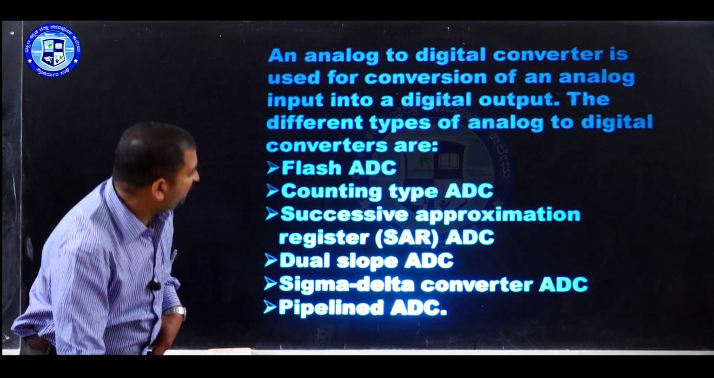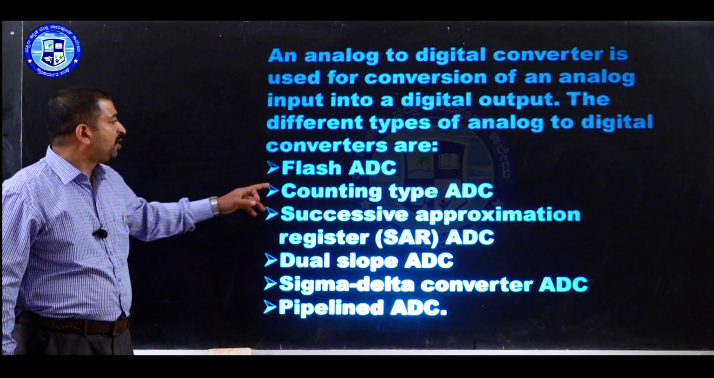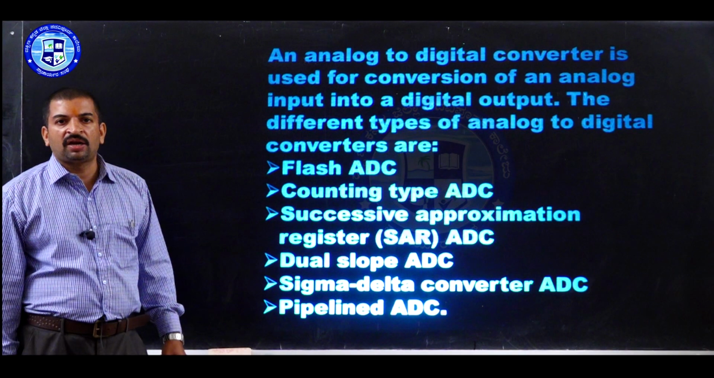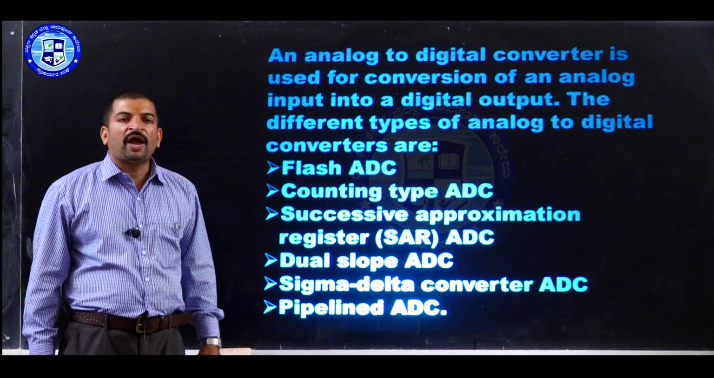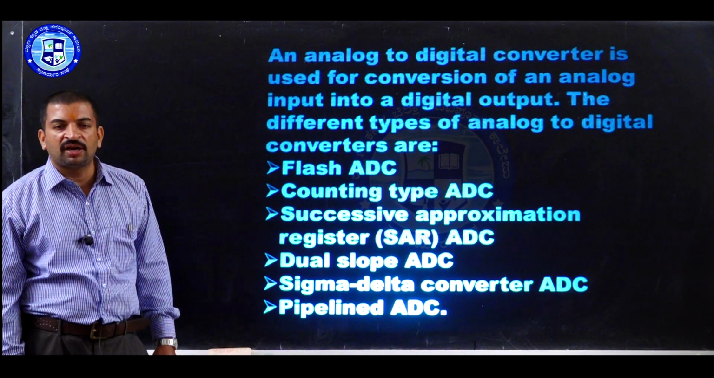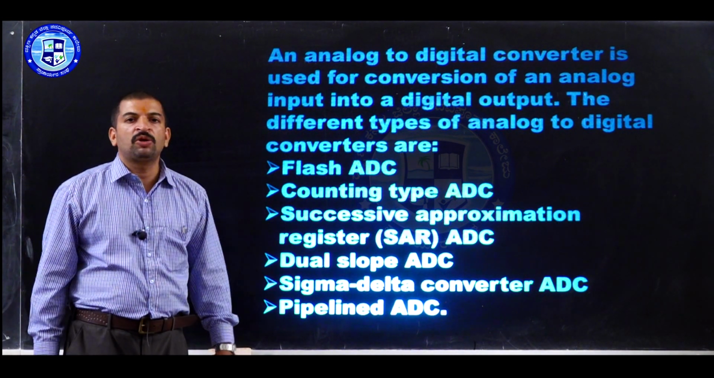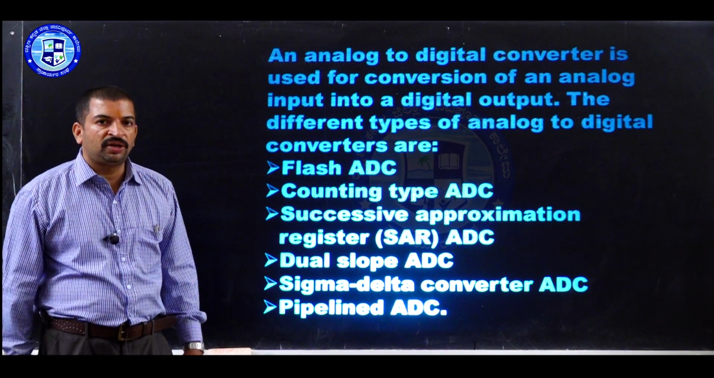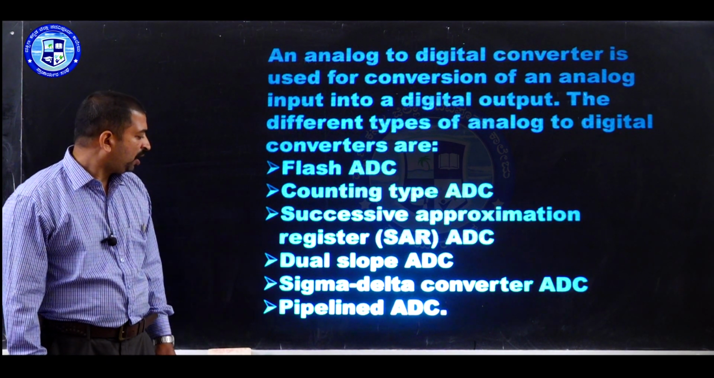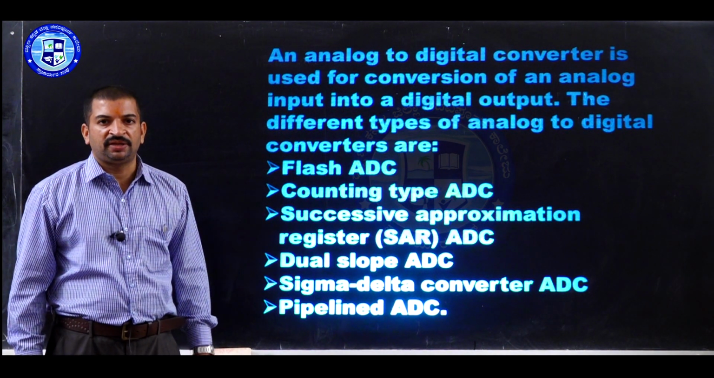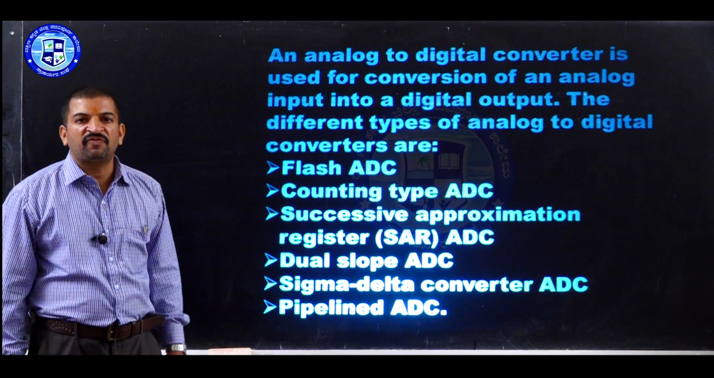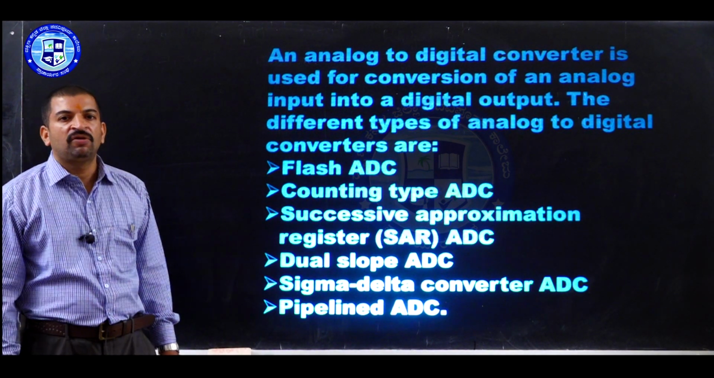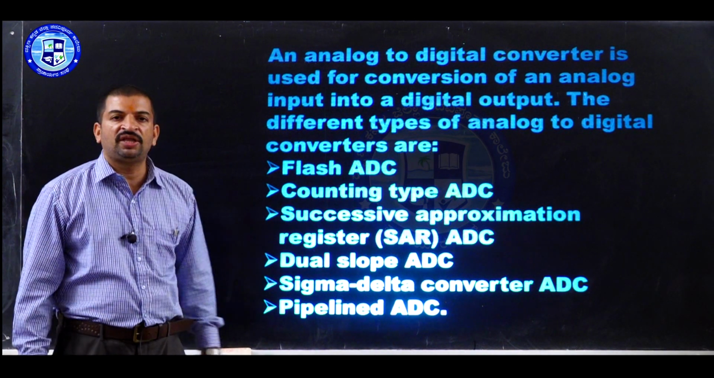The different types of analog to digital converter are the flash ADC, the counting type analog to digital converter, the successive approximation analog to digital converter, the dual slope analog to digital converter, the sigma delta analog to digital converter, and pipeline ADC. These are the different types of analog to digital converter. Now we are going to study the working of the counting type analog to digital converter.